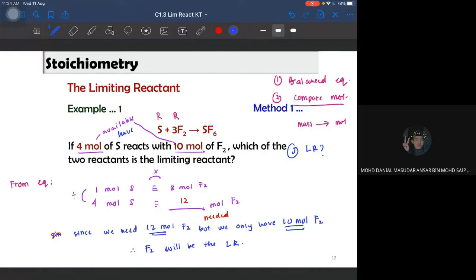Boleh. Alright, so kalau let's say kalau kamu compare, tiba-tiba dia cakap kamu ada lebih. Contoh F2 ni, you have extra. You need amount needed tu extra. Nanti kita tengok example lah. Nanti Miss akan explain. If you have extra, then F2 tu akan jadi excess lah. Kalau kamu ada lebih. And siapa yang akan jadi limiting reactant? Reactant yang satu lagi tu, which is another one in this case S lah. Kalau case dia terbalik.